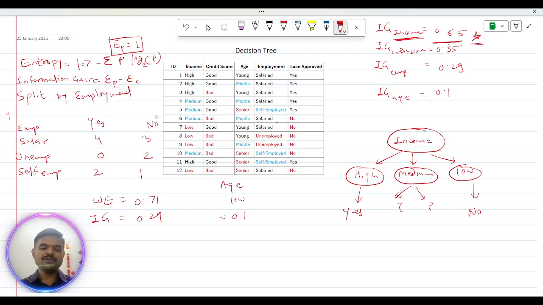So now we will try according to credit score. If the credit score is good, then yes. If the credit score is bad, then no. Okay, for medium only. So I will just rub this.